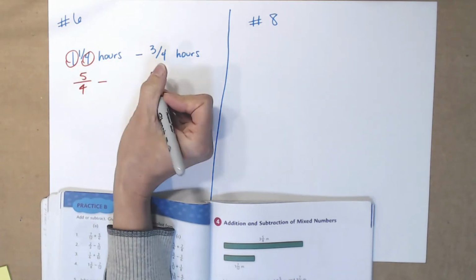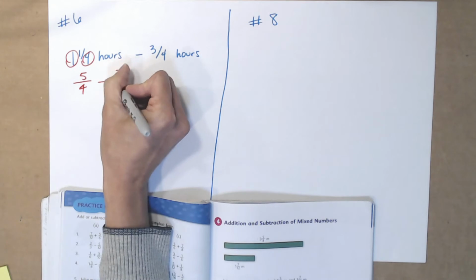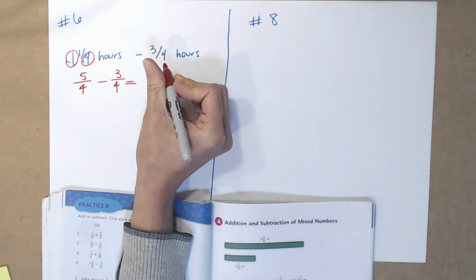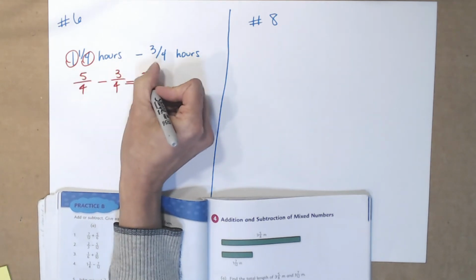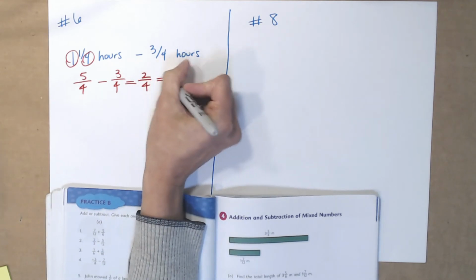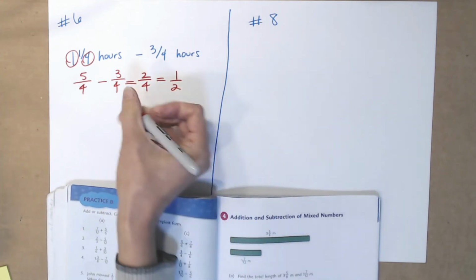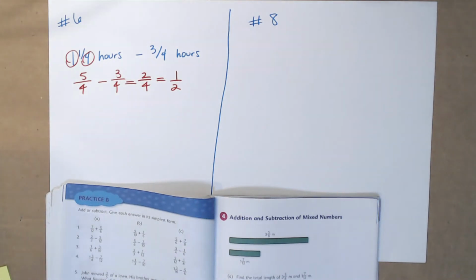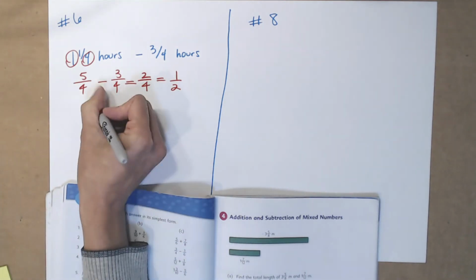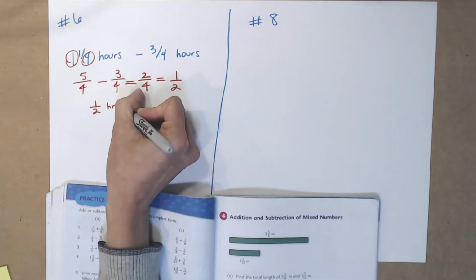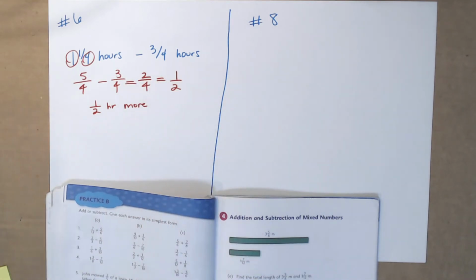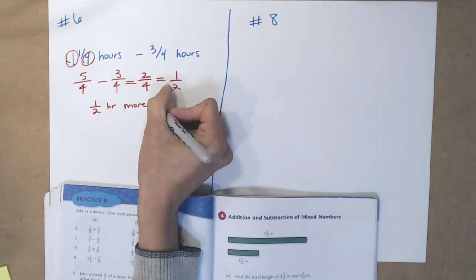So we end up with 5/4 hours minus 3/4. Now it's easier to subtract. 5 minus 3 is 2. 2/4, which is actually 1/2 simplified. So it took a half an hour more. So 1/2 hour more to return home.